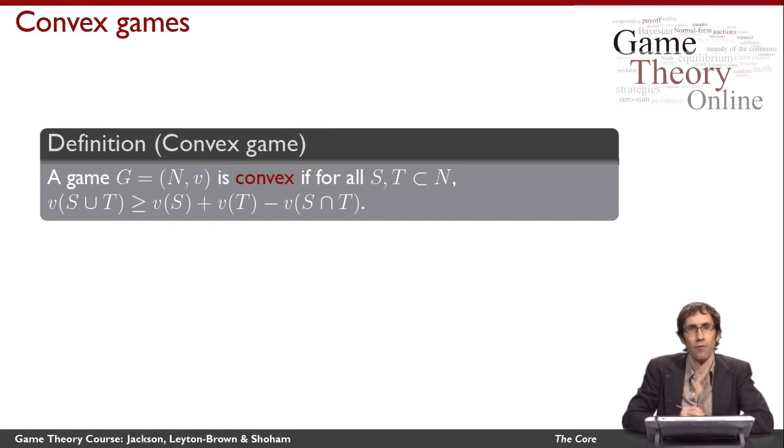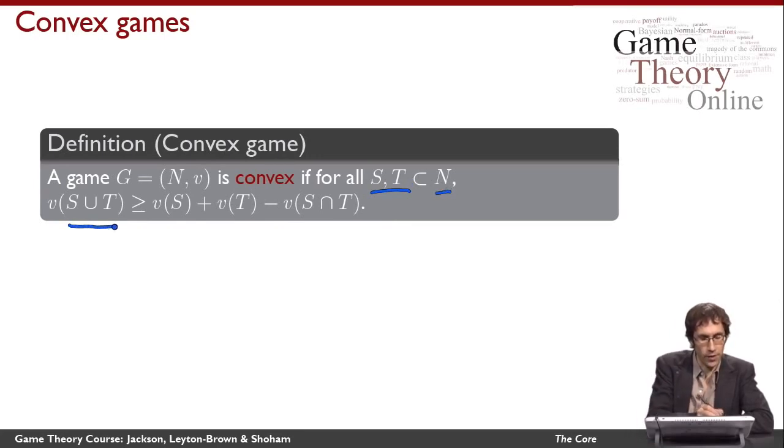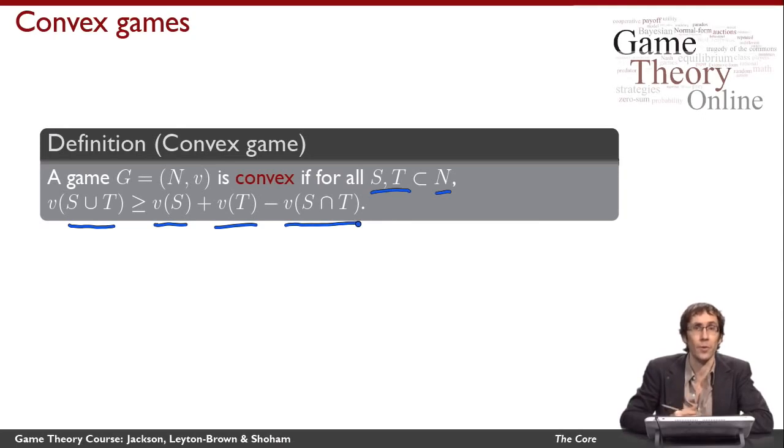I'll define a convex game as follows. A game is convex if for all coalitions that are strict subsets of N, the value of the union of those two different coalitions is at least as big as the value that the first can achieve by itself, plus the amount the second could achieve by itself, minus the amount that the coalition in common between these two can achieve for itself.